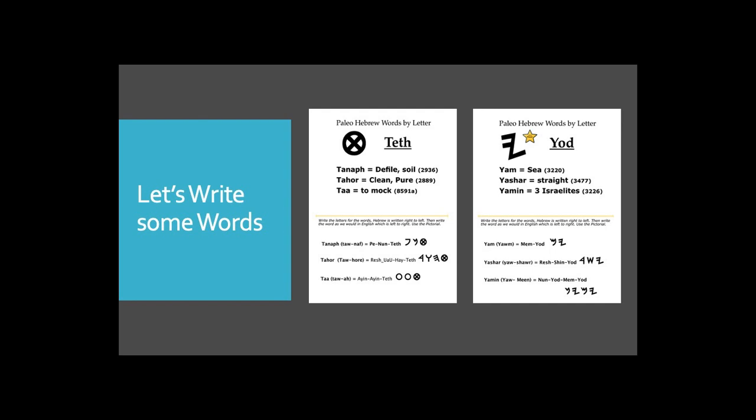Our next word is tafal. That is to smear glue. Okay, that's number 2950. And that is spelled Tet, Pei, Lamed. The Pei also represents the F sound, and we will get to that in a little bit. But tafal.